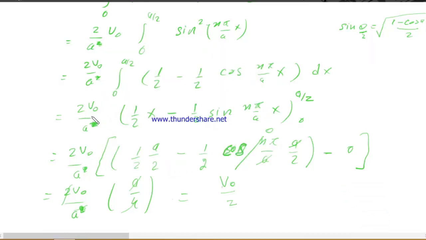And here this one is a, because the 1 over a and the root becomes a, then this is equal to V naught divided by 2, and that is what we found above. Okay.